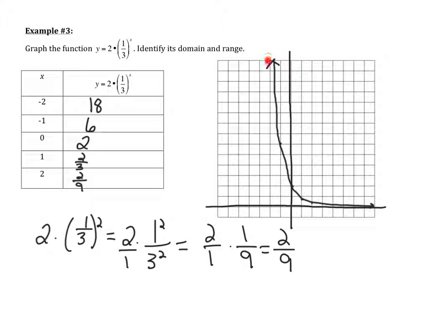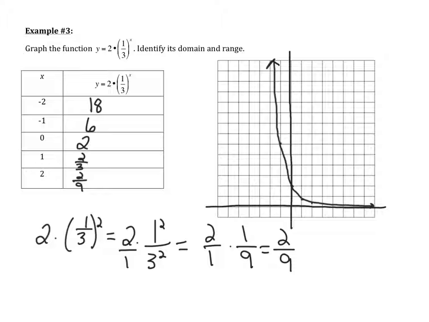We start over here big and then we come down as x gets bigger and bigger as we get into positive numbers. So just think about, if I put in a 3, I'm going to get an even smaller fraction. If I put in 4, a smaller fraction. So we still have that horizontal asymptote along the x-axis, but just in the opposite direction. And as I keep getting bigger and bigger negative numbers, I'm going to keep getting bigger and bigger y values. So it's just going to keep getting bigger and bigger this way.